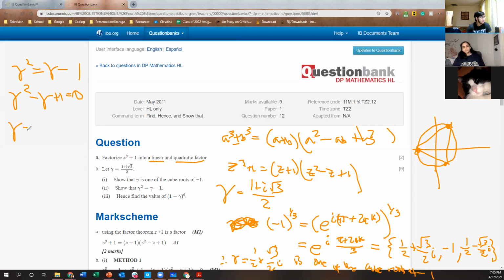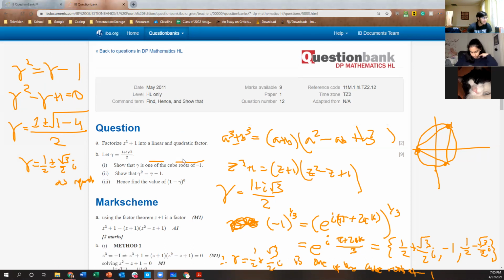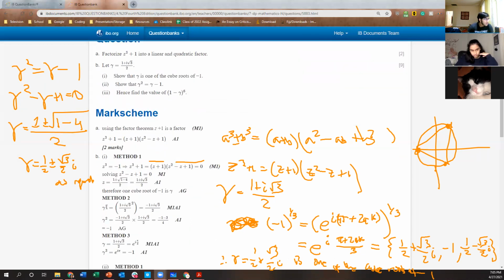Then I know that gamma equals 1 plus or minus the square root of 1 minus 4ac, so minus 4, all on 2, and that means gamma equals 1 over 2 plus or minus root 3 i on 2, as required. And because gamma equals that, we've shown that it must be the case. I think that would work in the mark scheme, right?